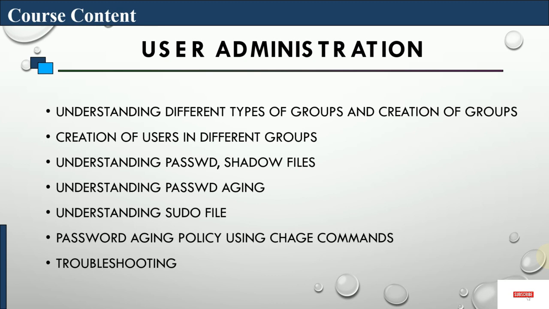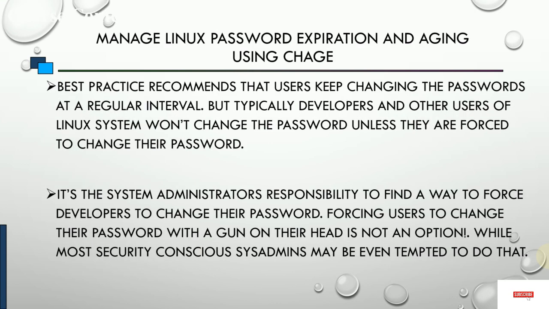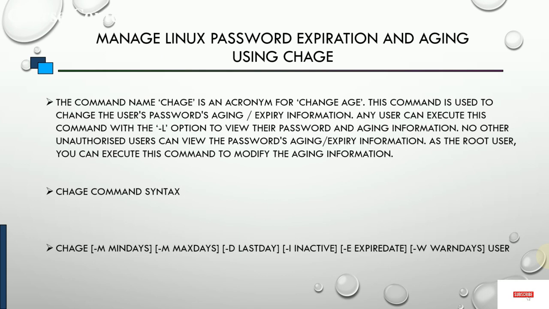So in this lecture we are going to understand the different commands which can be used to set the password aging or expiration information of a user. The command we are going to understand is chage, which is an acronym for change age. This command is basically used to change the user's password expiry or aging information.